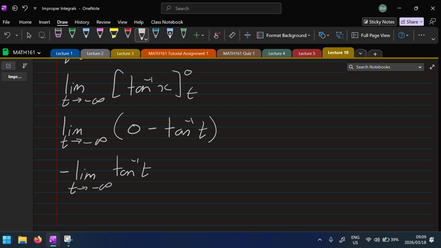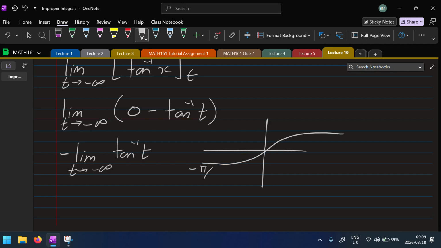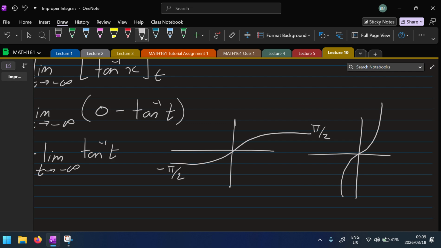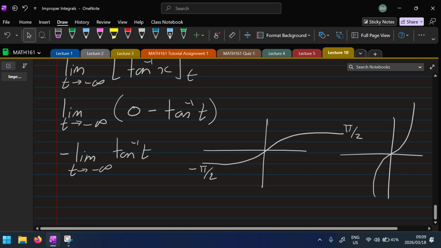Pi over 2. No, we're going to minus infinity. It'll be minus pi over 2. Okay, so it looks something like this. So here is minus pi over 2, here's pi over 2. It's the flipped over version of tan. So tan looks something like this on the right. You flip it over, you get arctan. Okay, so we get minus pi over 2. We've got a minus in front, so minus minus pi over 2 will be pi over 2.